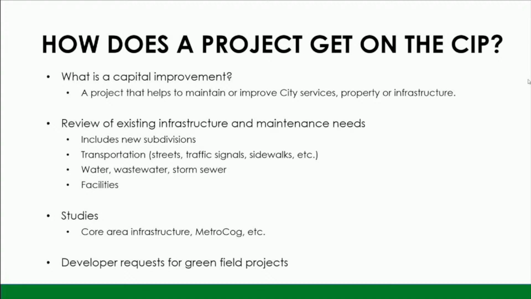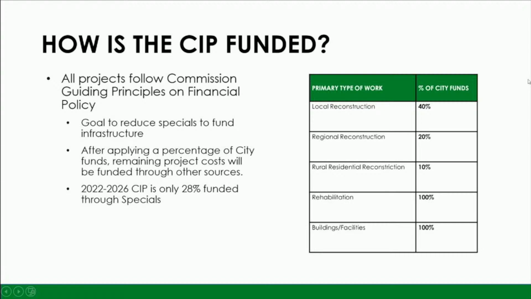So how does a project get on the CIP? Well, the CIP is foremost focused on maintenance of existing infrastructure and then the addition of infrastructure as the city develops. It is important to note that when a new neighborhood is developed, the street and utility infrastructure is also included in the capital improvement plan.